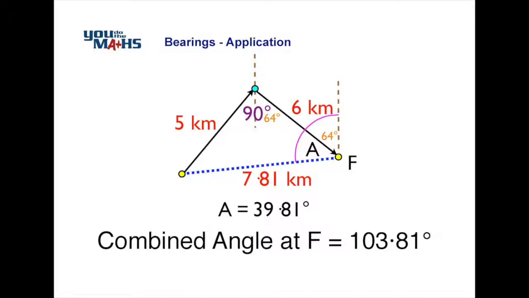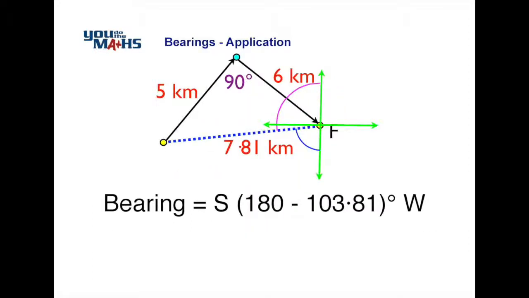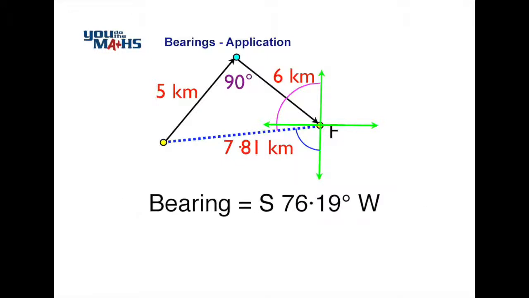Now to find the missing angle, in other words how far away we are from south, we need to subtract 103.81 from 180. And when we do that we get an answer of 76.19 degrees. So our final bearing is to head south and then 76.19 degrees towards the west. Now be mindful when you do these diagrams that quite often the sketch diagram is not always going to be completely accurate, so it's very important that your calculations are accurate and you use those to assist you get your final solution.